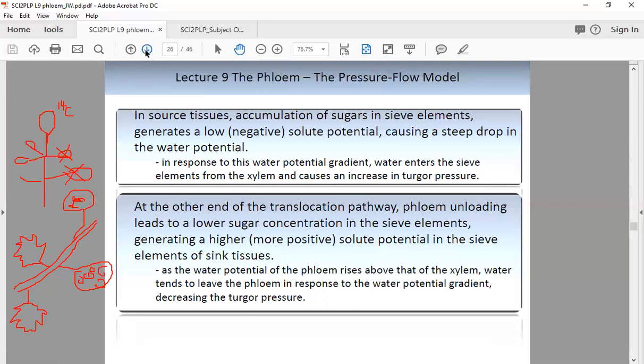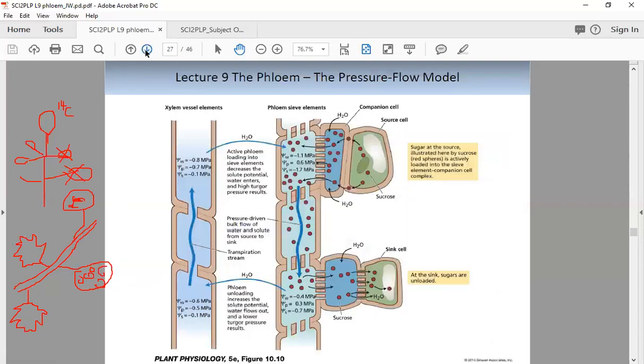That sounds quite complicated looking at it on this slide. Let's try to simplify it by looking at the image. All right, so let's start with our source cell up here. There's our source. So this might be a leaf cell, a mesophyll cell, for example, and here's our sink cell, which might be one of the cells in the roots, for example.